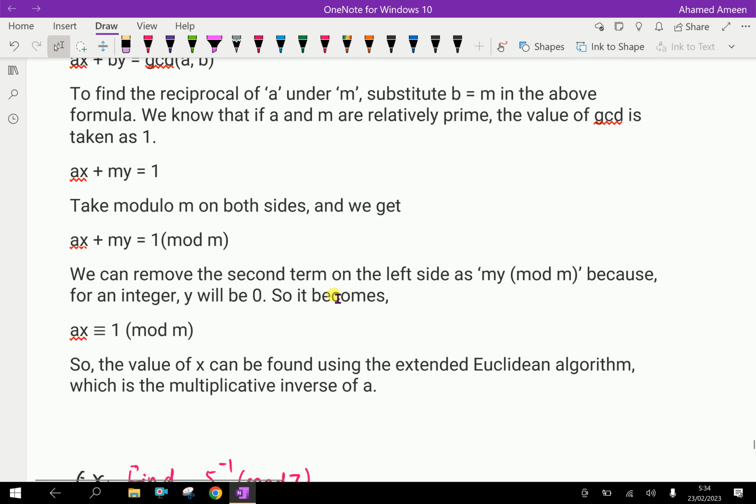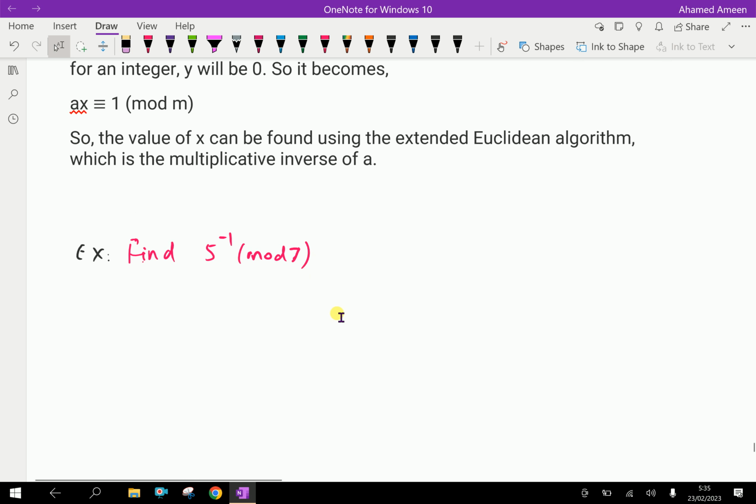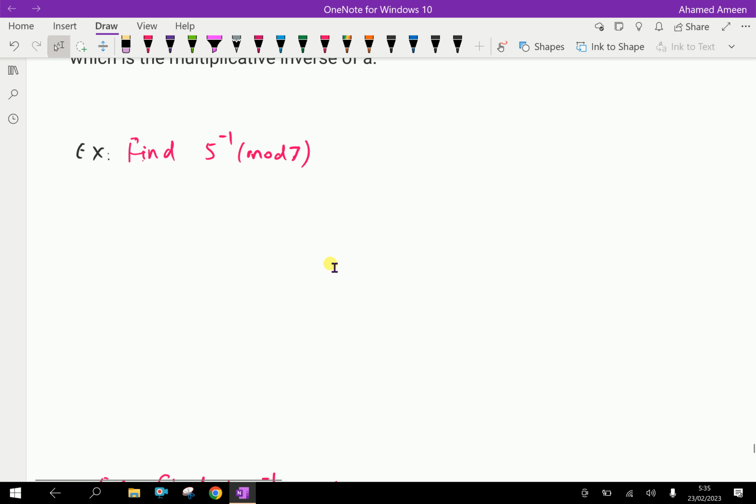We can remove the second term on the left side, because my mod m is 0 for an integer y, so it becomes ax congruent to 1 mod m. So the value of x can be found using the extended Euclidean algorithm also. It will be discussed in the next videos. Now we will do some simple examples for finding inverse.